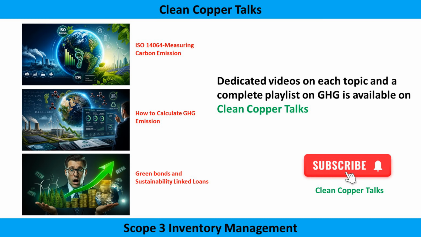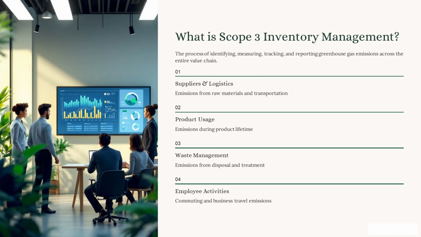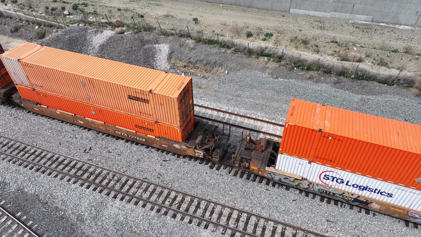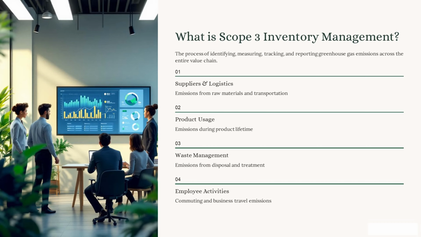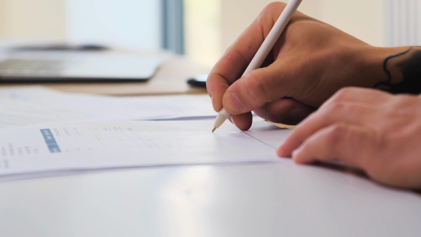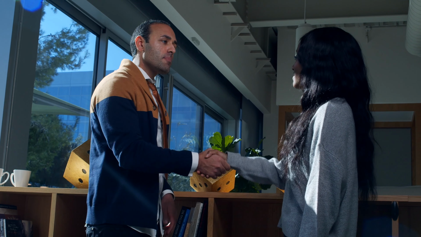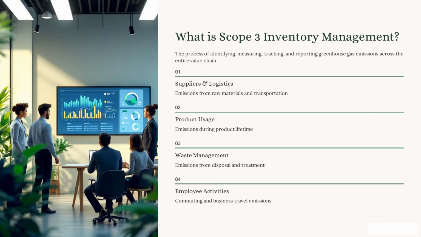Now, Scope 3 inventory management refers to the process of identifying, measuring, tracking, and reporting greenhouse gas emissions across the entire value chain of a company. This includes emission generated from suppliers, logistics, product usage, employee commuting, waste management, investments, and financial activities. Unlike Scope 1 and Scope 2 emissions, which are usually easier to measure, Scope 3 emissions require extensive data collection from external stakeholders. This makes Scope 3 inventory management a data-intensive and collaborative process.